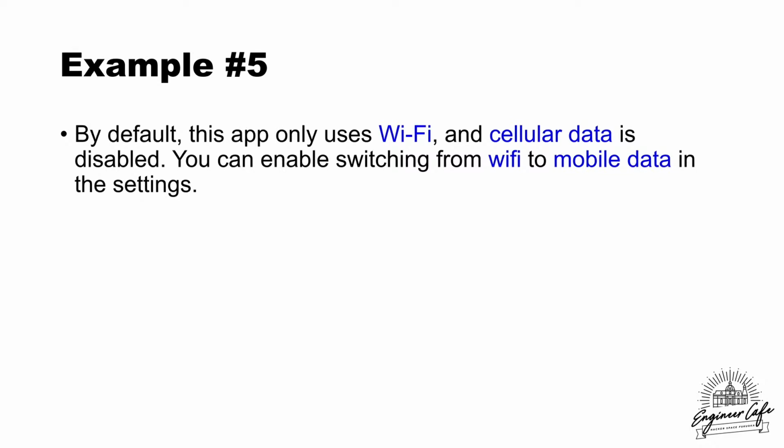By default, this app only uses Wi-Fi and cellular data is disabled. You can enable switching from Wi-Fi to mobile data in the settings. So I think I got this one. Okay. So I guess you want us to be consistent. Yes, that's it. And definitely the cellular data and mobile data is more egregious than the formatting of Wi-Fi.